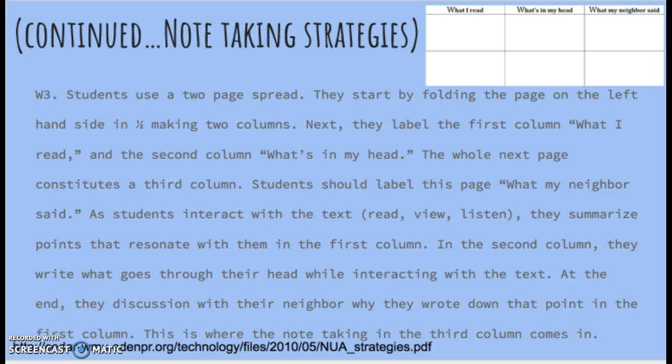Another strategy that comes from the National Urban Alliance is called the W3, and there's a picture of this at the top of this slide as well. You split the paper into 3 different columns, and the first column is what I read, so students take notes on what they read. Then in the middle column, they make comments about kind of what they're thinking about as they're reading, and then they have a chance to turn and reflect with a neighbor and kind of discuss their notes and discuss their learning and add anything their neighbor said. I think this is maybe a little bit more simple than the Cornell notes and something you could use in lower elementary as well.